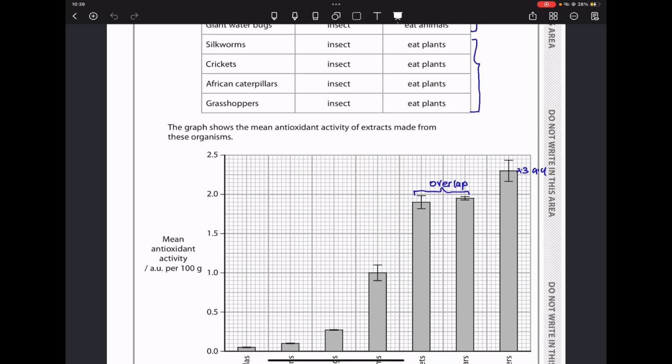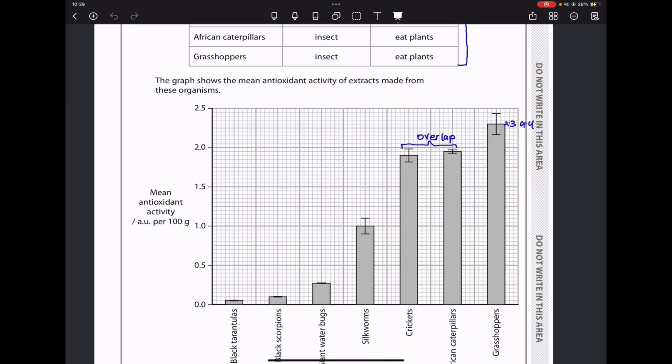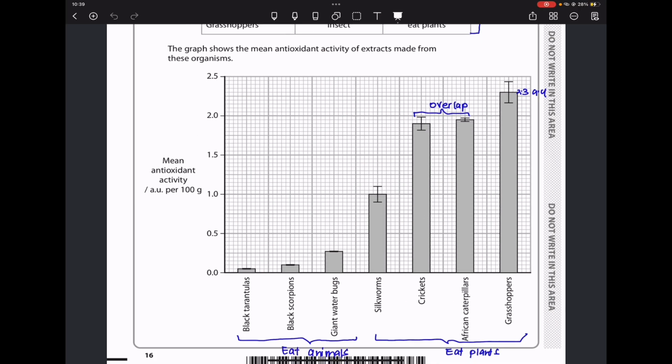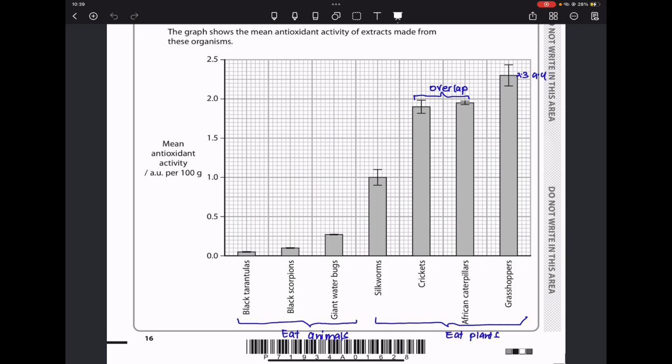From the graph, they say the graph shows the main antioxidant activity of extracts made from these organisms. So again, we can see the data here, but I labeled here. These are the ones that ate animals from the table, and these were the plant eaters. We see overall that plant eaters have more mean antioxidant activity in comparison to the animal eaters. We see the data for animal eaters does not have any overlap, but some overlap exists here.